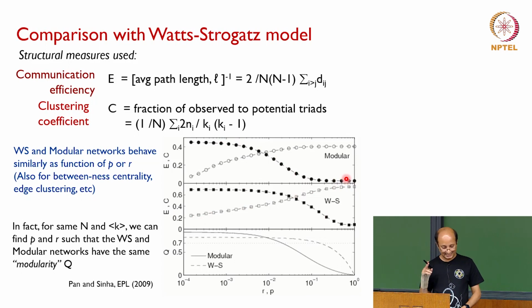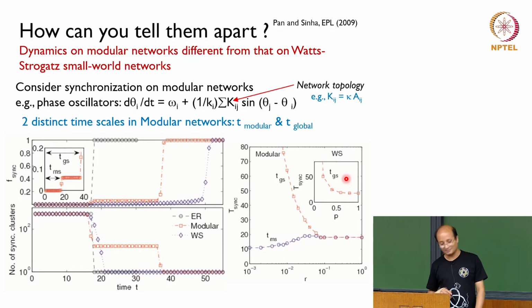So this basically told us that if you find a network with a small world signature in terms of how its average path length and clustering coefficient is behaving, it does not automatically mean it's a Watt-Strogatz kind of model. It could also be a modular network model. But then comes the question, okay, if you can't tell apart a Watt-Strogatz network from a modular network using the structural measures, what do you do?